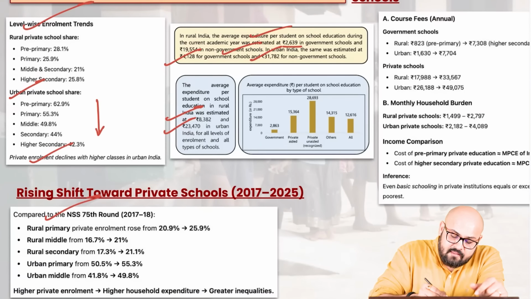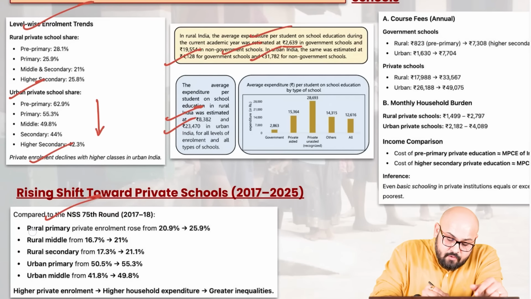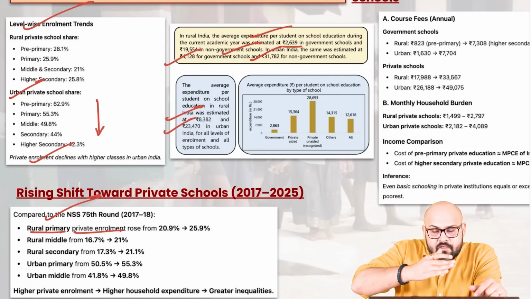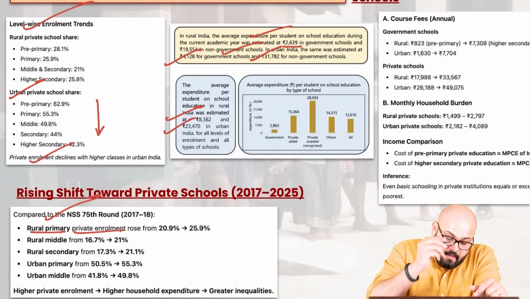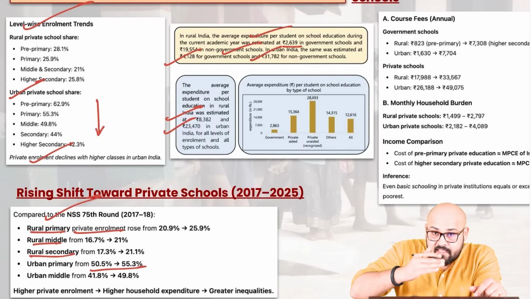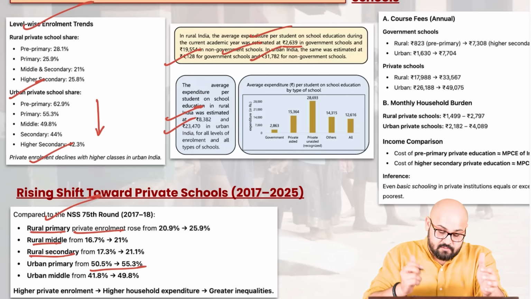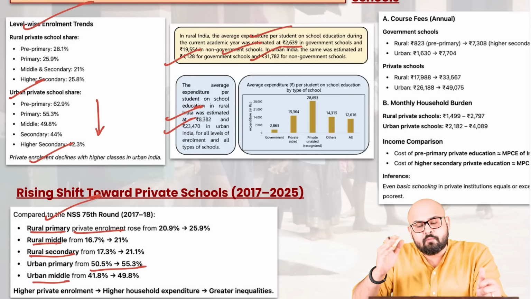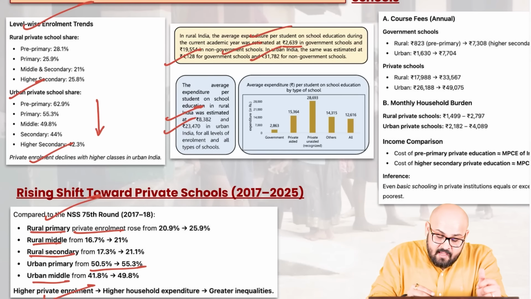How? Compared to the NSS 75th round, between 2017 and 18, rural primary private enrollment rose from 21% to 26%. Rural middle, again 16 to 21, rural secondary from 17 to 21, urban primary from 50 to 55. There has been an increase in both the rural as well as the urban areas with respect to private schools. Urban middle from 41% to almost 50%. Higher private enrollment implies higher household expenditure and greater inequalities.